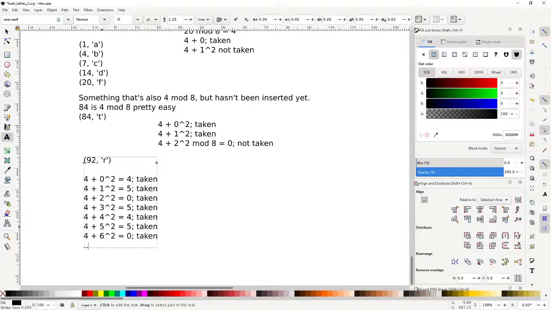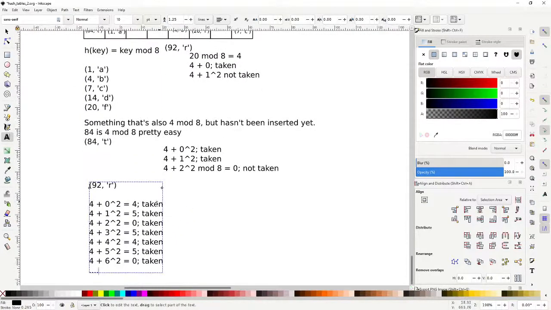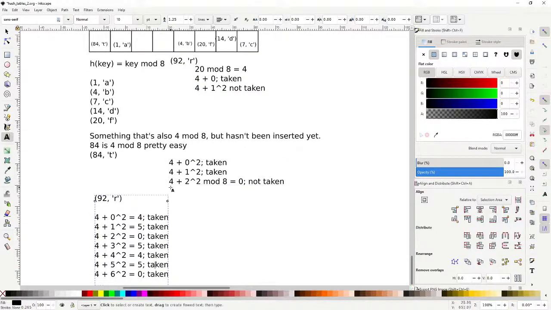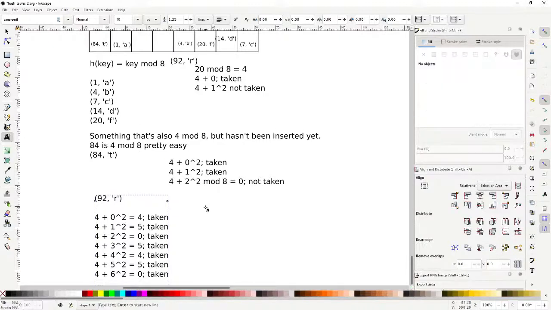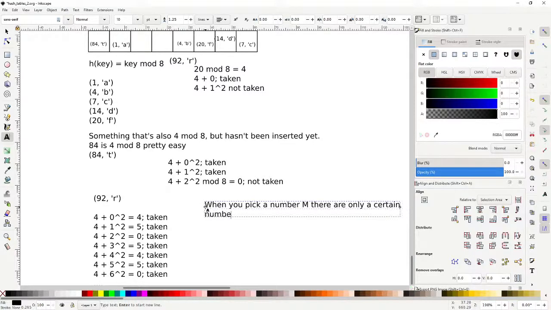I've gone on way too long, but you kind of see the problem here, right? There's still empty spaces, but you see that quadratic probing is never going to find certain spaces, okay? And the reason is because, as it turns out, when you pick a number, m, there are only a certain number of squares. I should say, squares mod m.